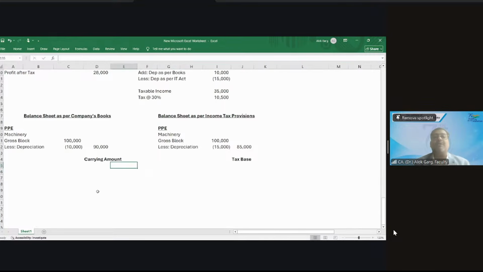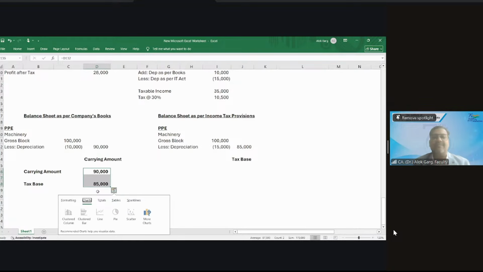So the difference between carrying amount and tax base is known as a temporary difference. And when I apply a tax rate on a temporary difference, it will give me a deferred tax asset or deferred tax liability. My carrying amount, as per books of accounts, is 90,000. My tax base is 85,000. So friends, tell me whether it will be DTA or DTL. DTL, sir.